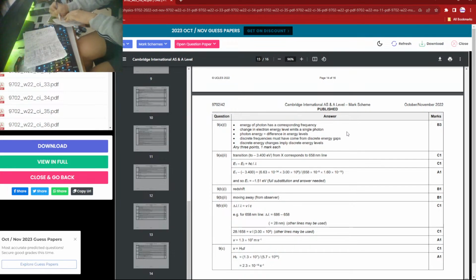Discrete energy levels as discrete energy changes, and photon energy is equal to difference in energy levels.